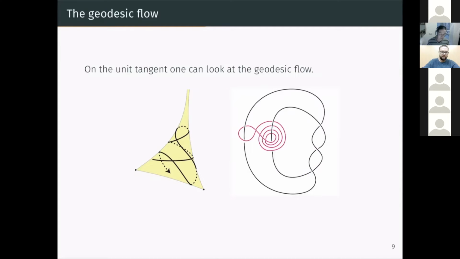And there are periodic orbits, so infinitely many. On the surface, a periodic geodesic will self-intersect, but in the unit tangent bundle, it will not. Okay, so it's a simple closed curve.